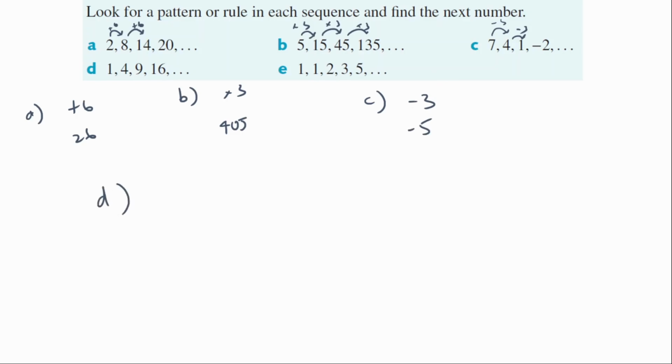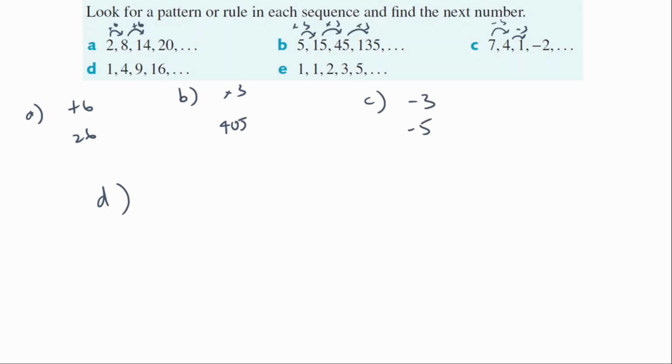Question D here. This one is a bit trickier. If you try to find the pattern, you might try adding 3 each time first. 1 to 4 is plus 3, but 4 to 9 isn't plus 3, it's actually plus 5. So that can't be our pattern. You might even try multiplying. 1 to 4 is times 4, but 4 times 4 doesn't give me 9. So that's not our pattern either.